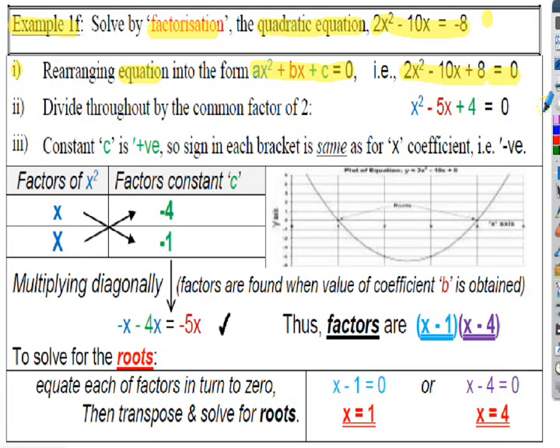I've added 8 to both sides of the equation. Now I have the form ax squared plus bx plus c equals 0. I must always have that form.